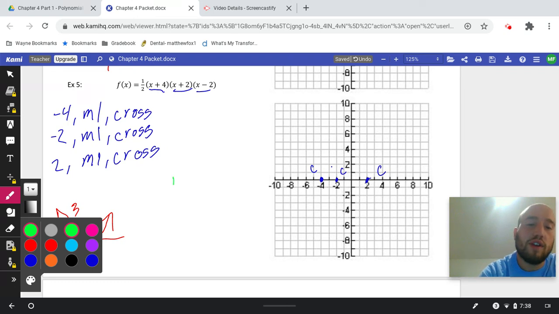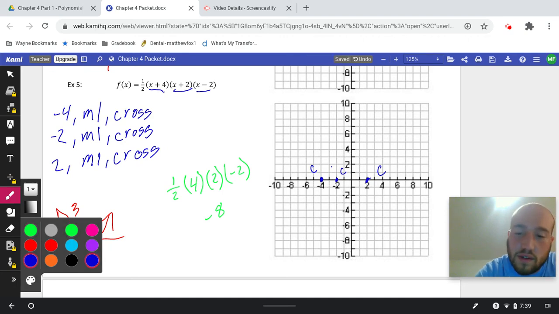So we know there's going to be 1/2. Now I'm going to simplify it a little. I'm just going to do some of this in my head. So we plug in a 0. 0 plus 4 gives us 4. 0 plus 2 gives us 2. And 0 minus 2 gives us -2. So now we multiply across. Half of 4 is 2. 2 times 2 is 4. 4 times -2 gives us -8.